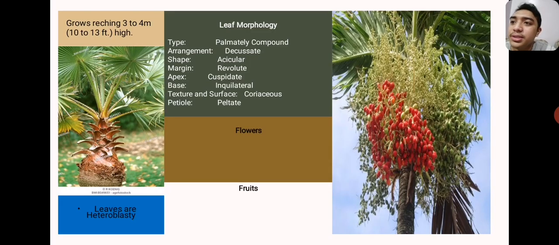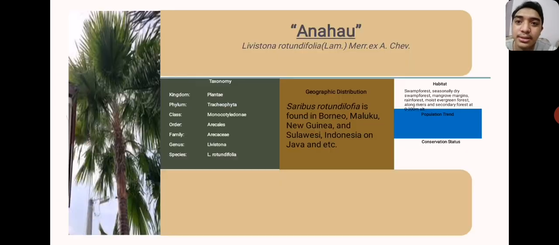This tree grows reaching 3 to 4 meters or 10 to 13 feet high. Leaf morphology type: palmately compound, arrangement decussate, shape acicular, margin revolute, apex cuspidate, base inequilateral, texture and surface coriaceous, petiole peltate. And the flower and fruits, I didn't find any information. Leaves are heteroblastic.